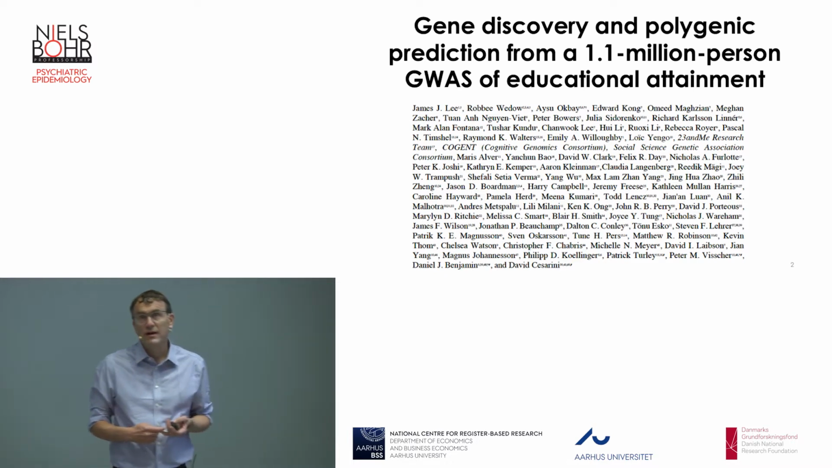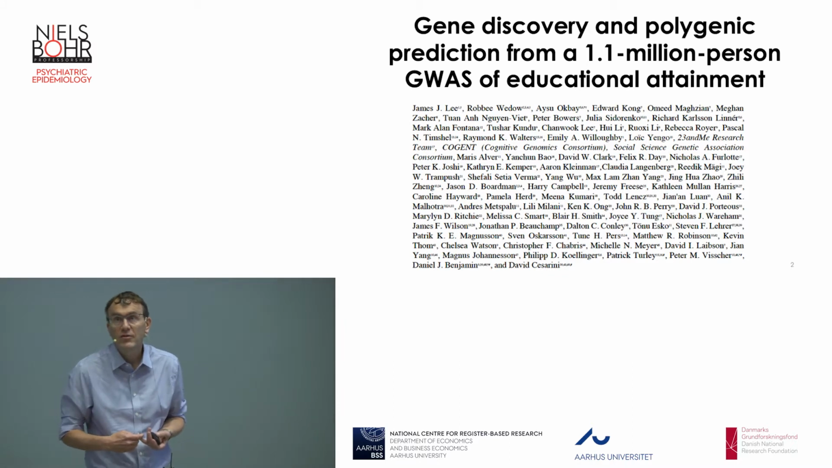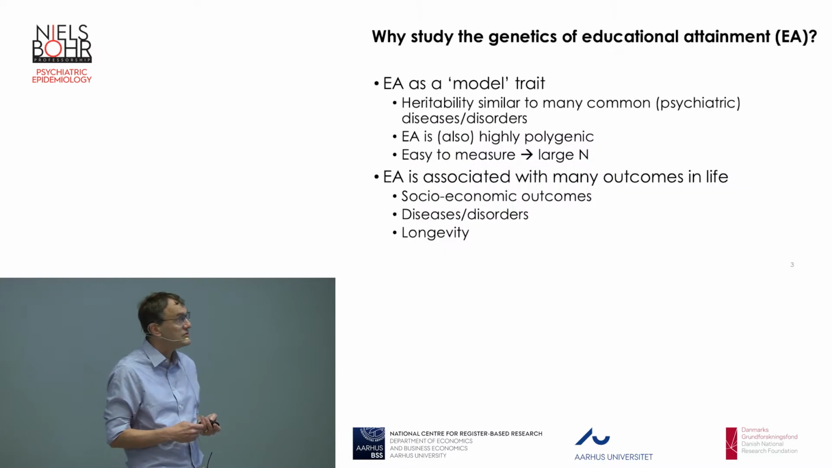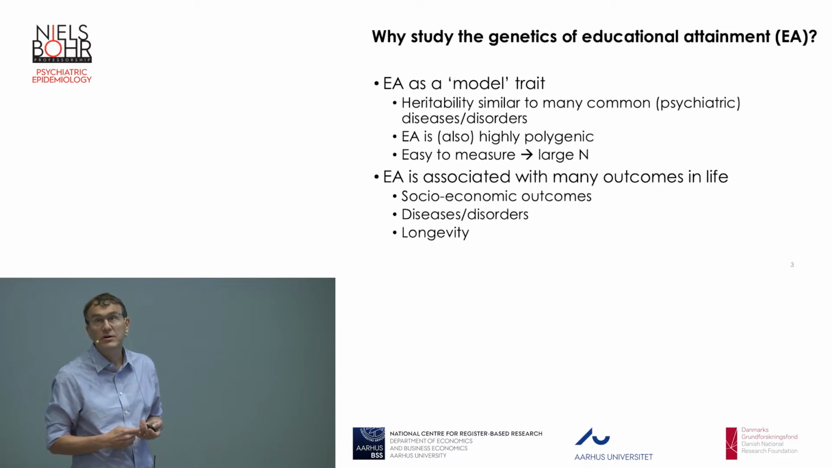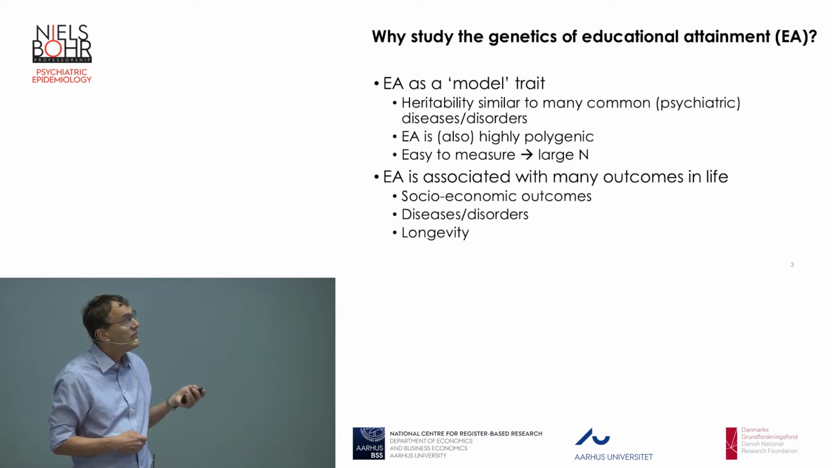So I've got a whole bunch of slides trying to justify to you why it's interesting to work on a trait like educational attainment. And both Naomi and Jerome actually mentioned educational attainment on a number of occasions with respect to psychiatric disorders, but I'll still go through my justification. So educational attainment, like human height, I think is also a kind of model trait. Its heritability is similar to that of major depression, for example, and we know there's both genetic factors and environmental effects that contribute to variation in the population. Educational attainment is extremely polygenic, as we know from previous publications, and is very easy to measure.